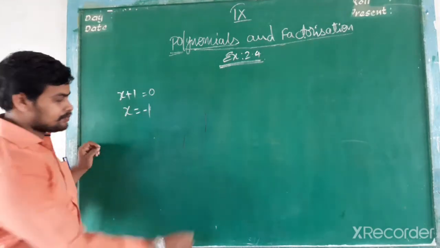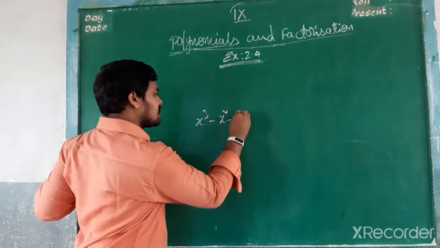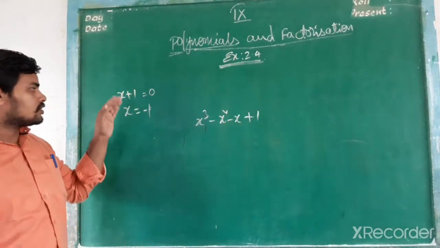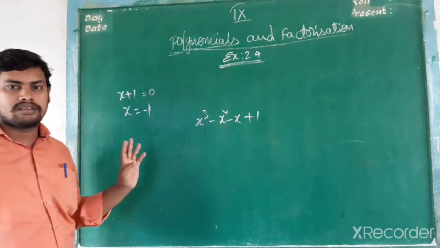The first sum is x cube minus x square minus x plus 1. Simply substitute x equal to minus 1 in this sum. Same process for all the other 3 sums.